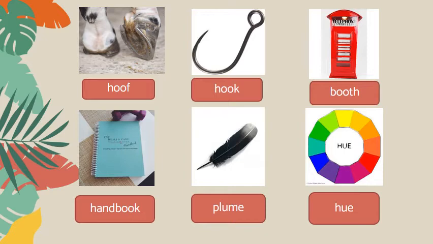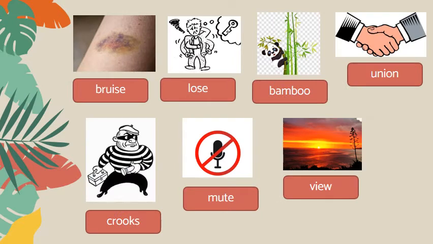Hue. When I have many colors or several colors with each other. Bruise. You see the bruise on the human's hand. Lose. When you lose something, you cannot find it. Bamboo. This is the green plant that the panda eats.